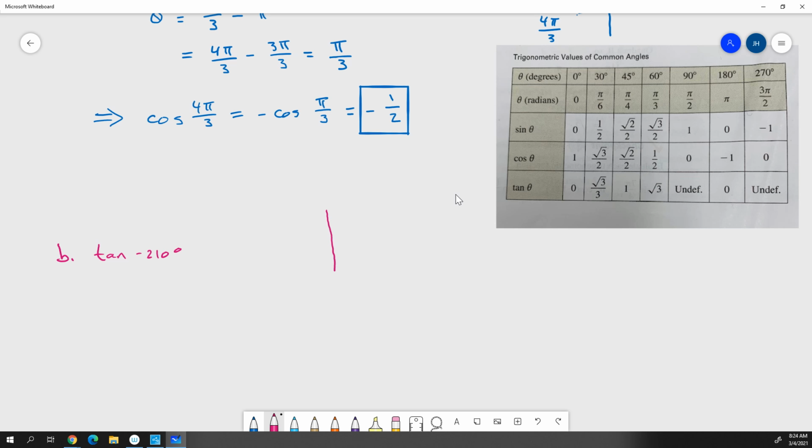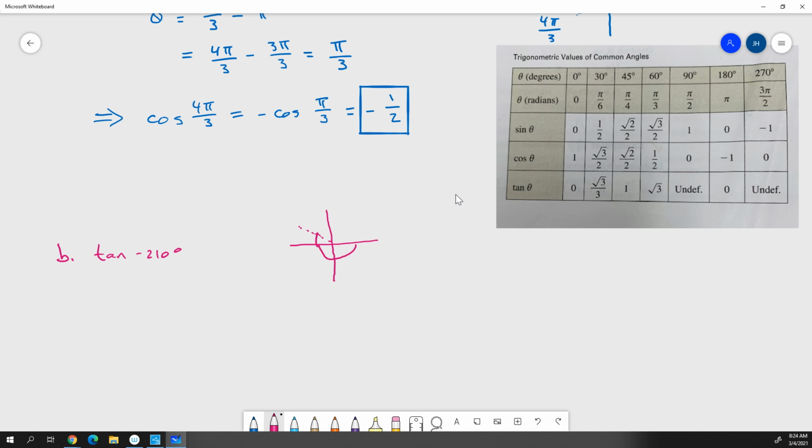But we can still figure out what quadrant we're in, right? We know that we're going to go 210 degrees in this direction. Well, this is 180. This would be 270. So 210 is going to be in here somewhere, right? Negative 210. But we don't want to know what the negative is.